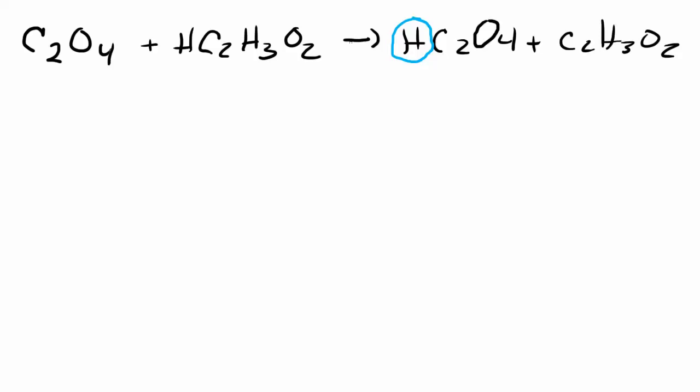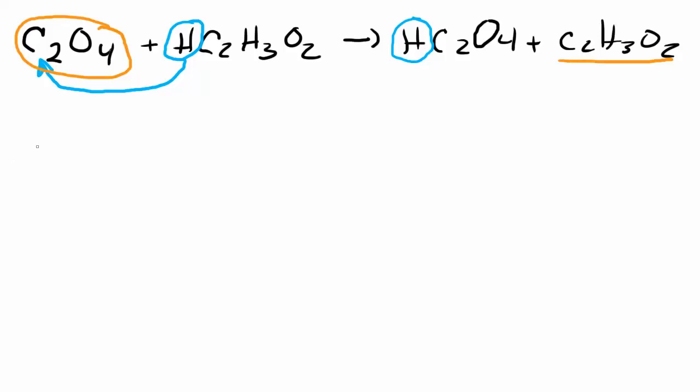Well, if we look in the reactants, the H came from C2H3O2, which is by itself on this side, but was not by itself over here. It actually had an H with it. And so what happened is that this H left the C2H3O2 and joined up with the C2O4 to make HC2O4. And so the HC2H3O2 donated its proton to the C2O4.